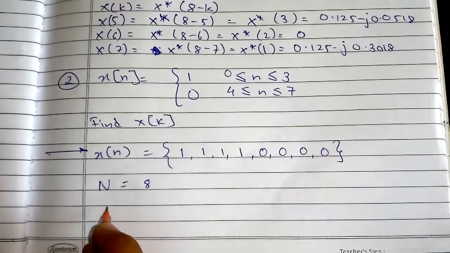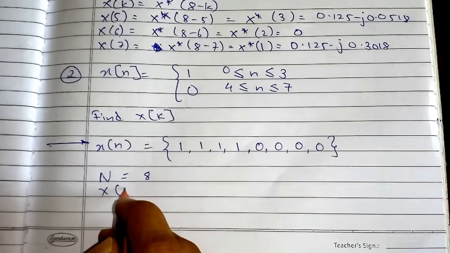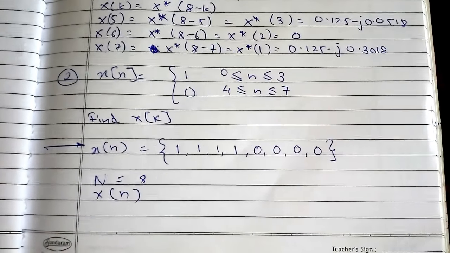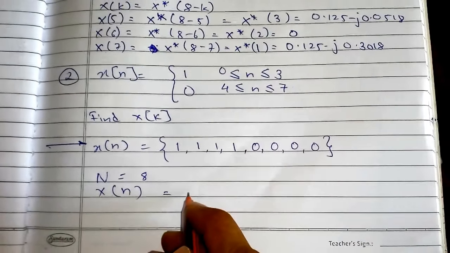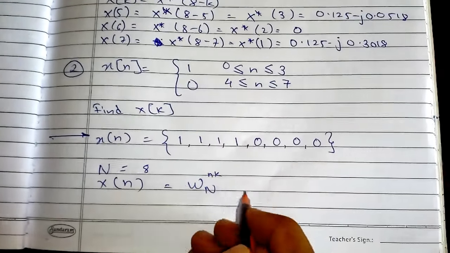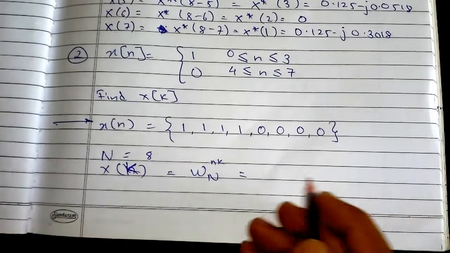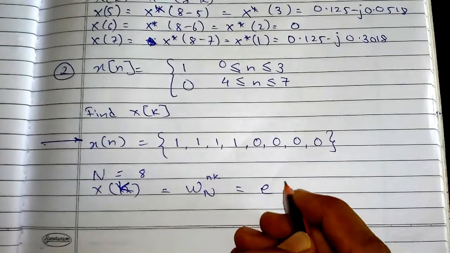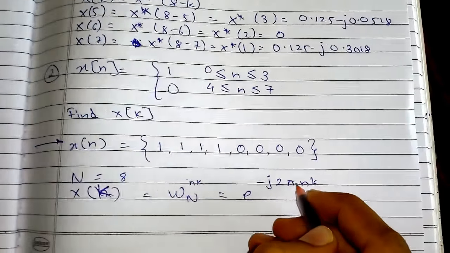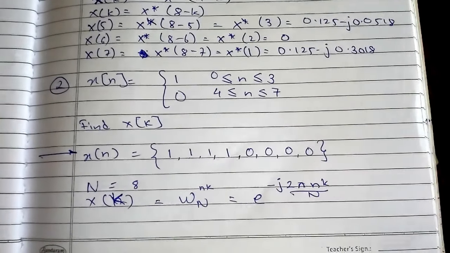Now, one thing to remember, x of n is nothing but omega capital N raised to nk, and I can further expand, sorry, this is x of k, and I can further expand it to e raised to minus j 2 pi nk by N. Now what are these terms that I'm talking about?